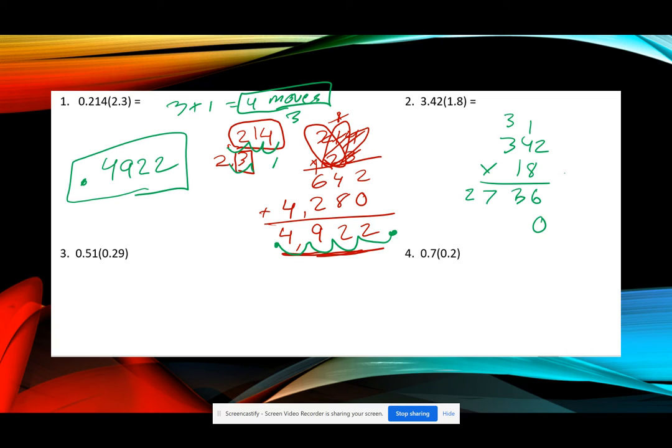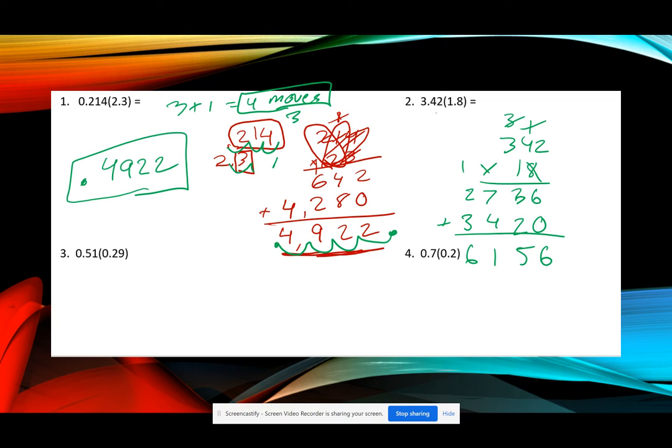Then remember I need to write a 0 down here as a placeholder because I'm done with my 1s. Now moving on to my 10s. 1 times 2 is 2. 1 times 4 is 4. And 1 times 3 is 3. So here we would have 6, 5, 11, carry my 1. 1 plus 2 is 3, plus 3 is 6.